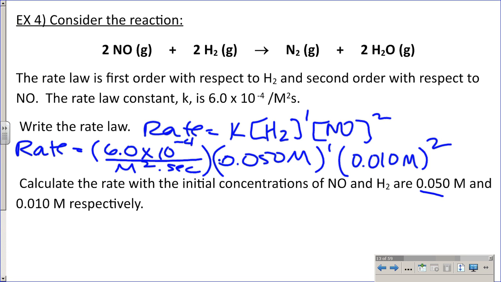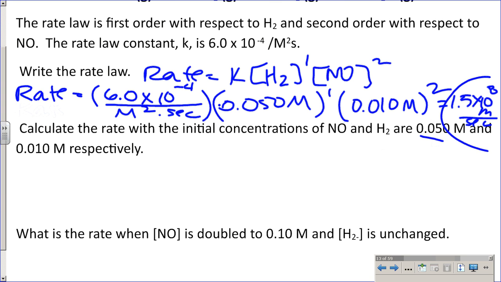The answer, because I know you can work your calculator, is 1.5 times 10 to the 8th. Automatically, you should know the units. I don't even have to cancel anything. Molarity per second, because that's just what rate is. Rate is just change in concentration over change in time. Okay, so 1.5 times 10 to the negative 8, sorry, I'm trying to squeeze it on the board. So 1.5 times 10 to the negative 8 molarity per second.